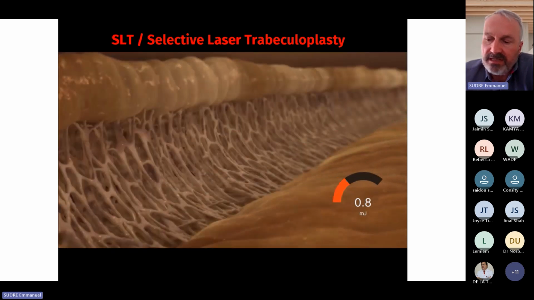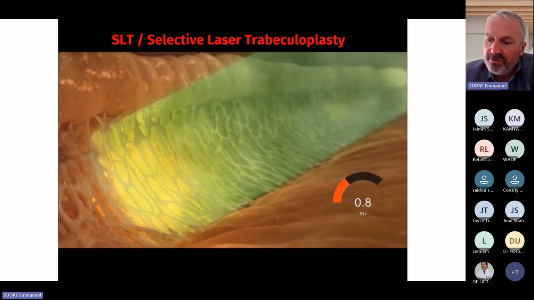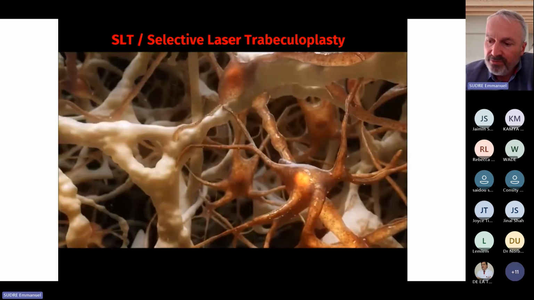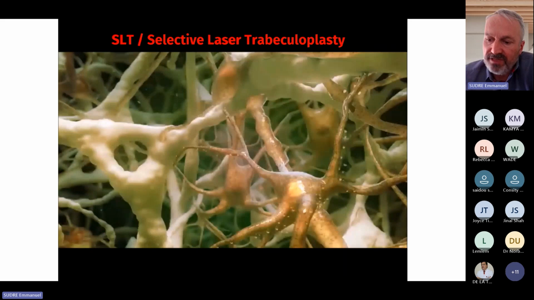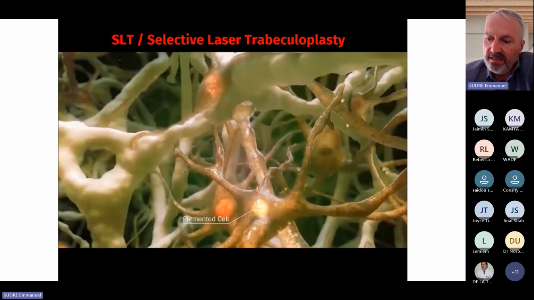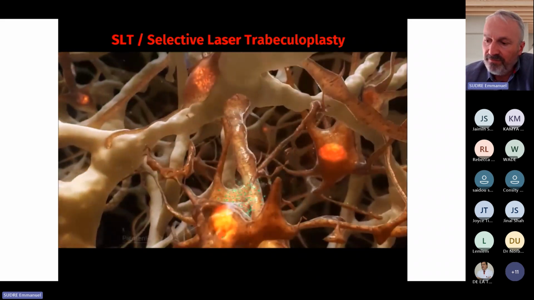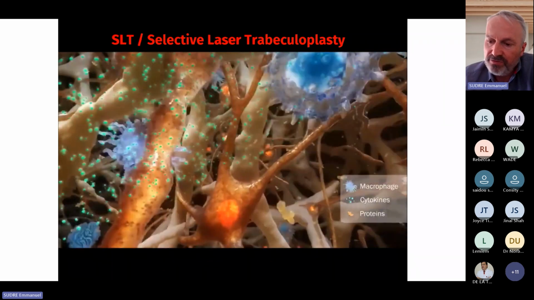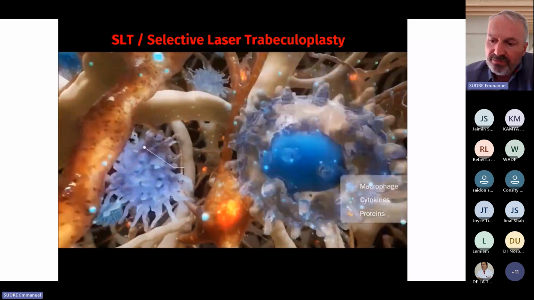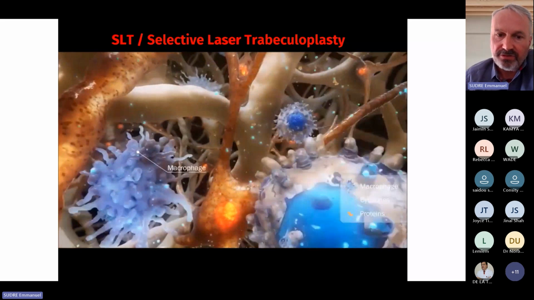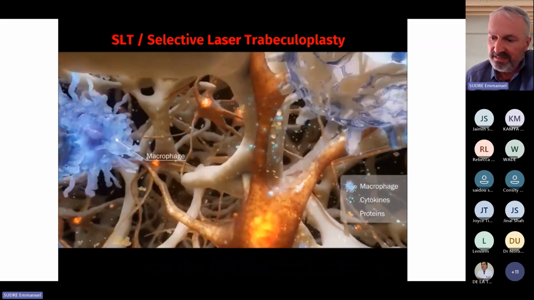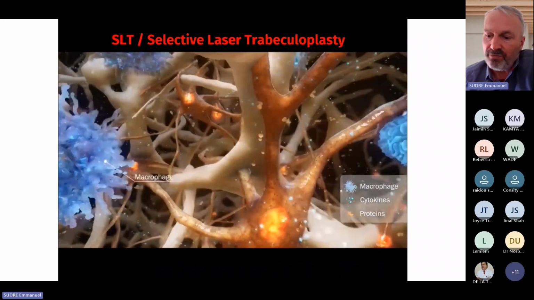The process exactly is stimulation of the tissue. The process stimulates the release of proteins and cytokines and the recruitment of macrophages to improve the circulation of aqueous humor through the trabecular meshwork and at the end through Schlemm's canal. So you can notice what happens exactly. It is a cleaning process.